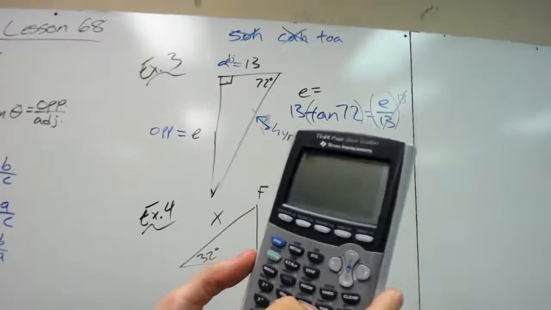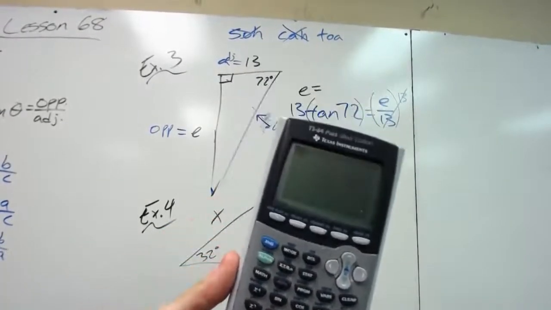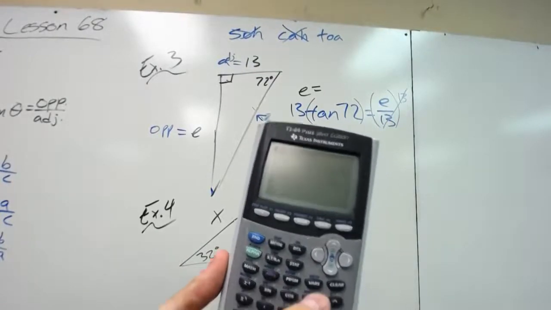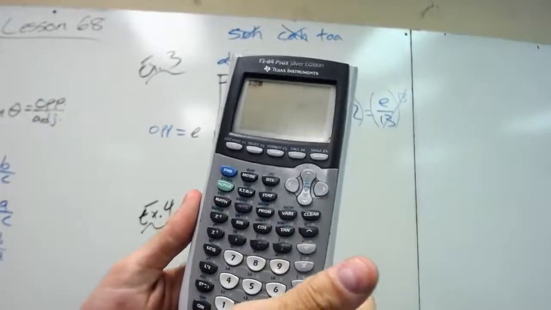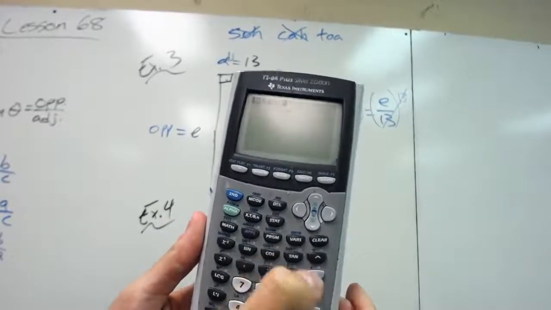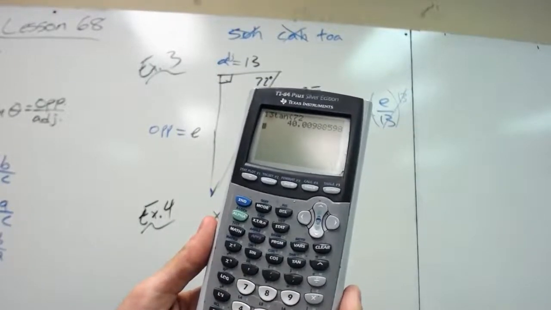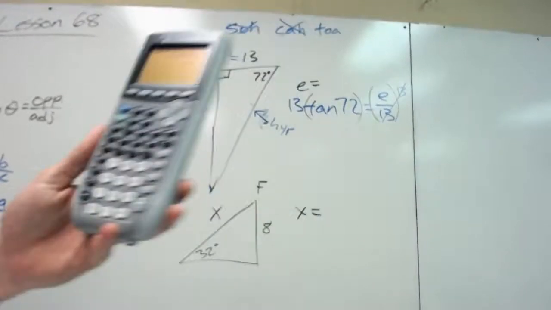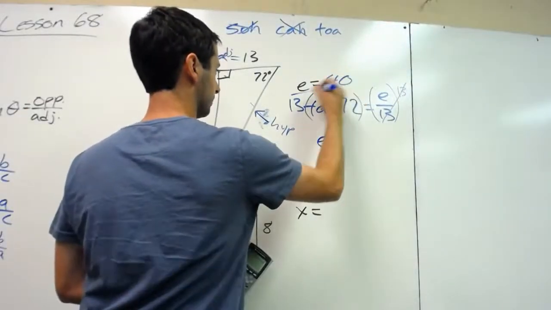First of all, I'll just type in what we see right now. 13, and then tangent is right here, to the left of the caret symbol. There's my tangent button, and you can see cosine and sine by it. So I type in 13 tangent 72, and that equals basically 40. So E equals 40. And it's a side length, so.